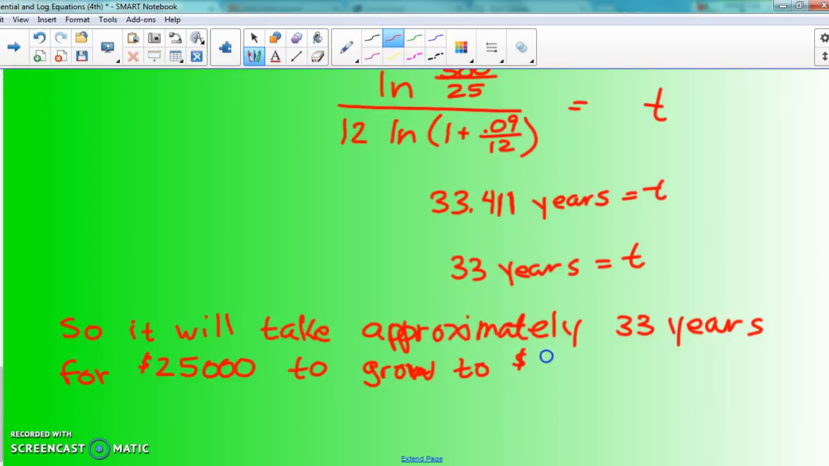$500,000. So it will take approximately 33 years for $25,000 to grow to $500,000. That's not a bad thing. So we know how to do this also this way. If I give you a word problem like this, you should be able to know how to do it. If you have questions again, don't hesitate to ask.